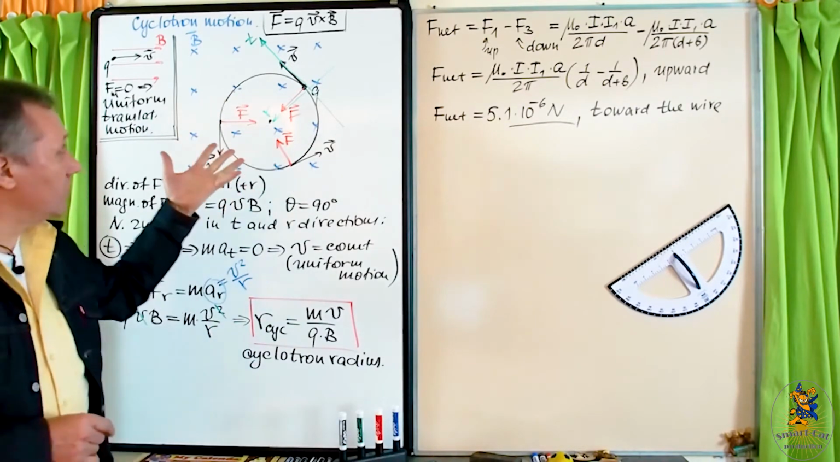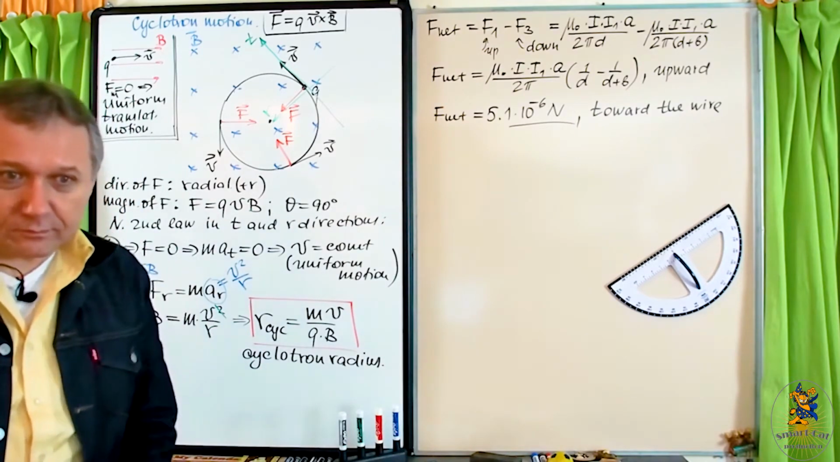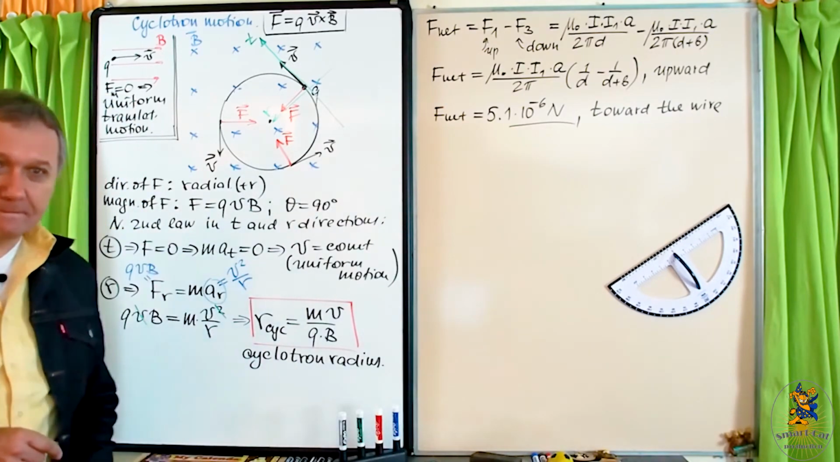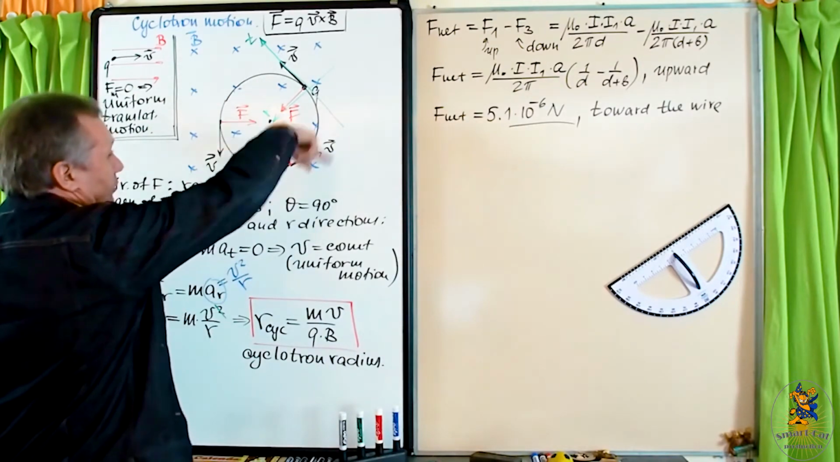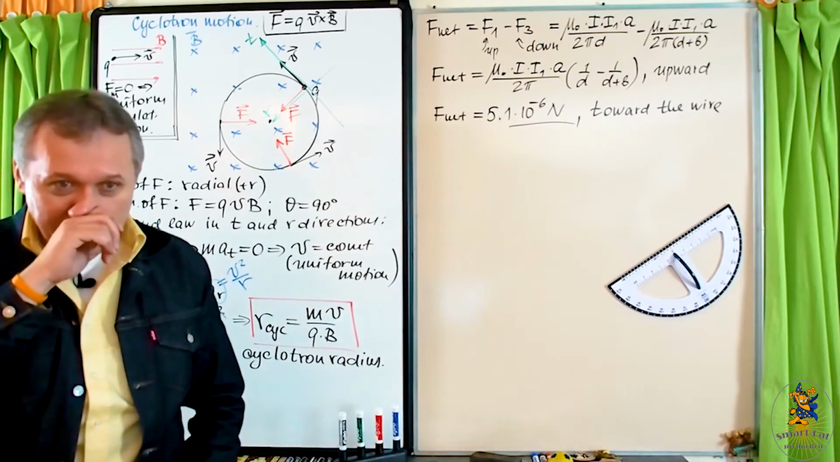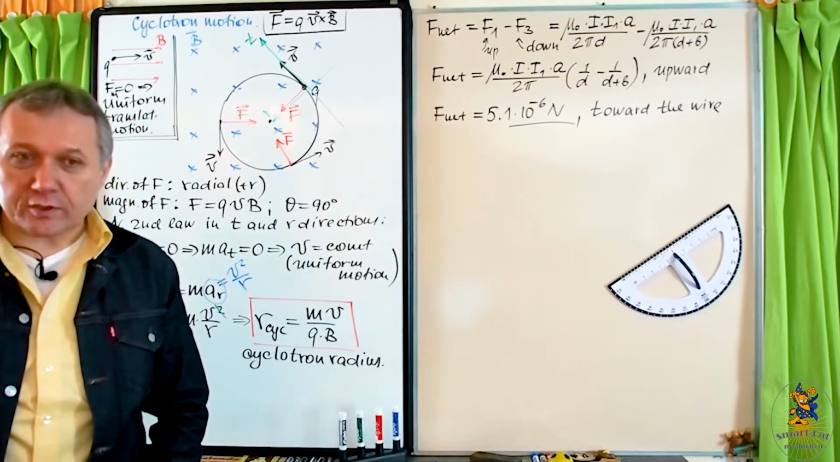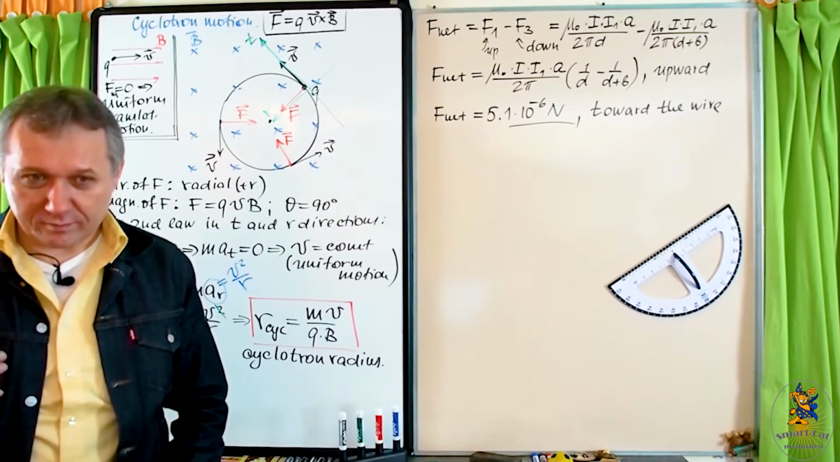Is this motion a periodic motion? Of course it is. It is a periodic motion. So this particle is going to circle as many times as you have time. So now, of course, the logical question: what is the period of this motion?